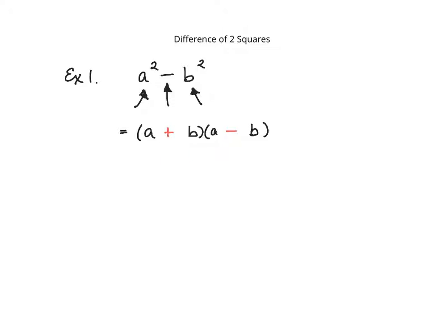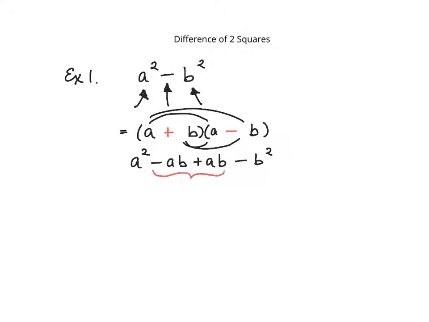Why is that? Well, if I expand the brackets, A times A is A squared, minus AB, plus BA, or I could write that as AB. BA and AB are the same, and then minus B squared, and the positive and negative signs in the brackets mean that the two middle terms cancel out. So we're just left with A squared minus B squared again.